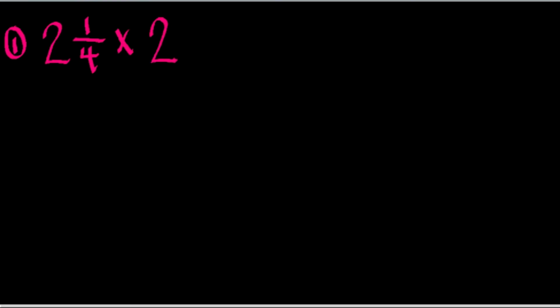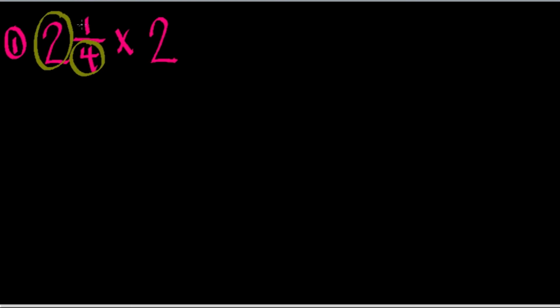Okay guys, so we're going to work on 3 examples. This is going to be our first one. As you can see, we are multiplying a mixed number, 2 1/4, by a whole number 2. So the very first thing we will do is rewrite our mixed number into a fraction. To do this, we are going to multiply the denominator by the whole number. So 4 times 2 is 8.